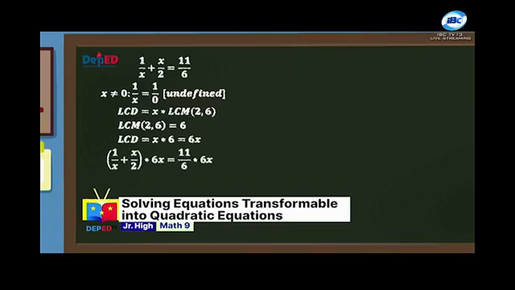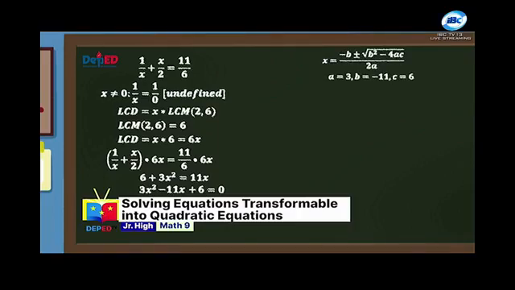So, we multiply both sides of the rational algebraic equation by 6x. And the resulting equation must be 6 plus 3x squared equals 11x. Expressed in standard form, the equation must be 3x squared minus 11x plus 6 equals 0. Let us solve the quadratic equation by using the quadratic formula. In the equation, a is 3, b is negative 11, and c is 6.